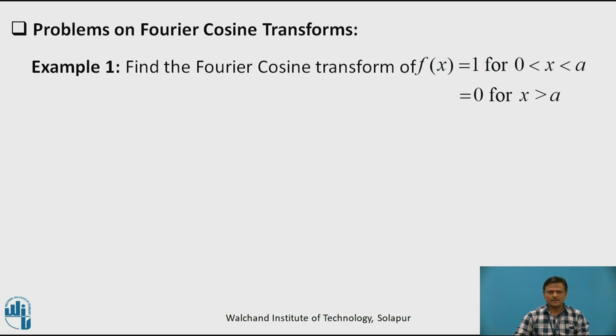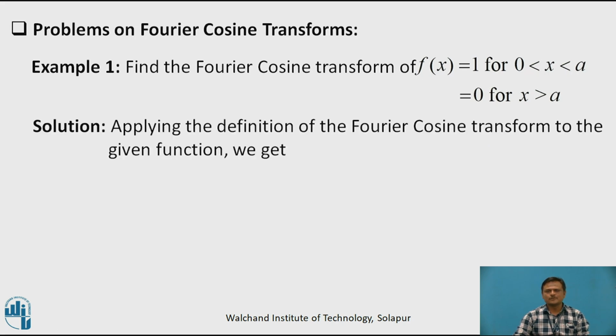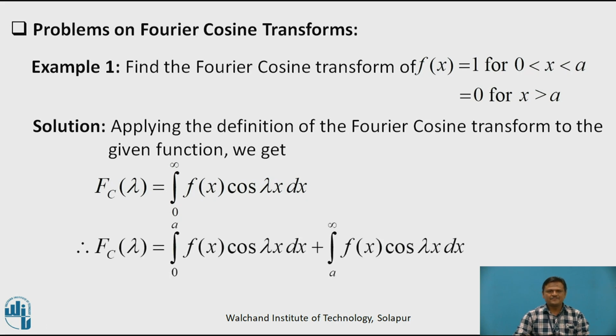Now let's see the solution to this problem. Applying the definition of Fourier cosine transform to the given function, we get Fc of lambda is equal to the integral from 0 to infinity of f of x into cos lambda x dx. As the function is piecewise defined, 1 for x between 0 and a and 0 for x greater than a, we express this integral as the sum of two integrals: the integral from 0 to a of f of x cos lambda x dx plus the integral from a to infinity of f of x cos lambda x dx.